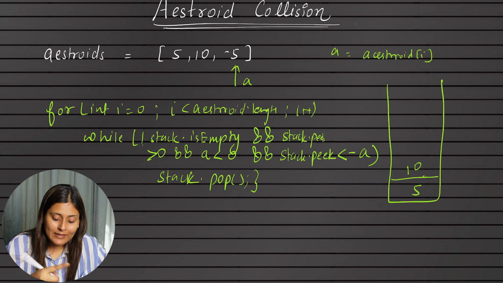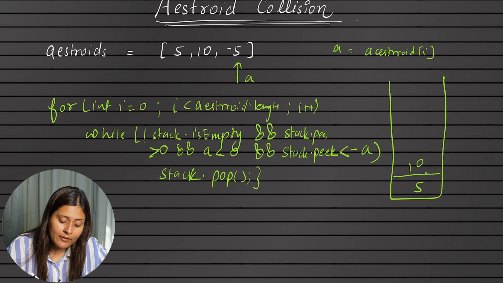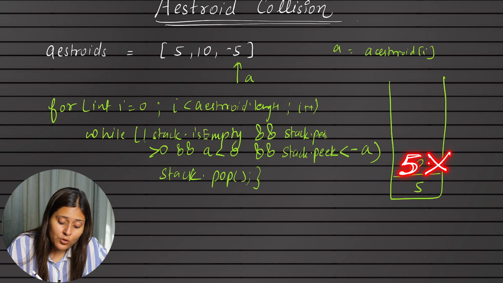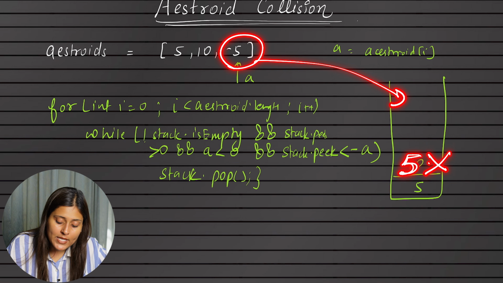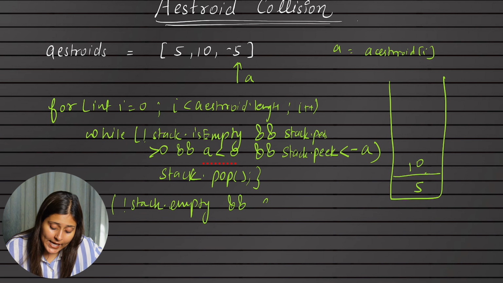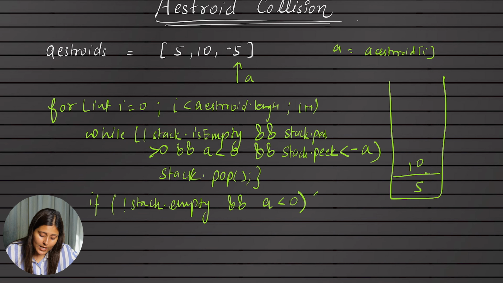But before that, let's see another popping condition. When this is 5, this is 5, so definitely I want to pop this also, and I don't want to push this, correct? So the second popping condition is equal to. So what we have to check, if stack is not empty and A is negative. Okay, if it is so, then there can be two possibilities.